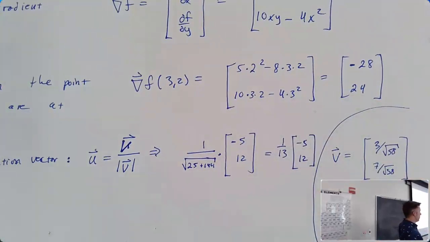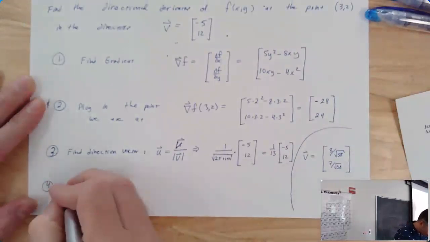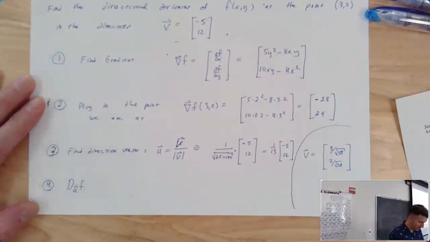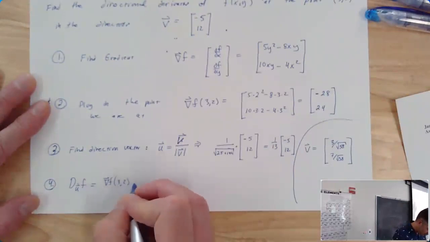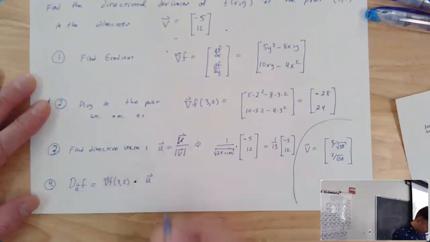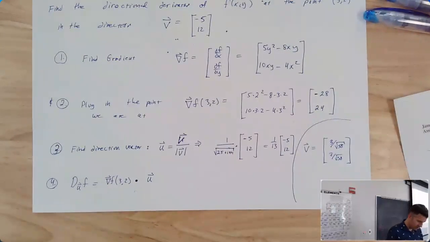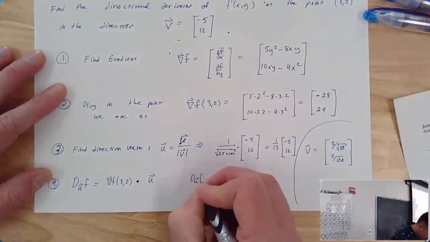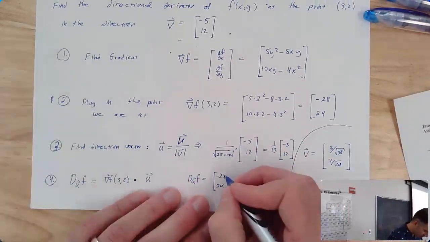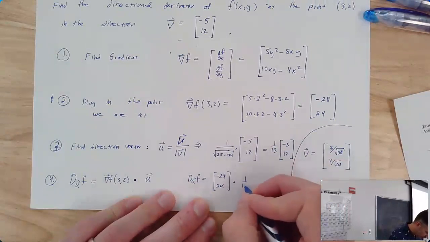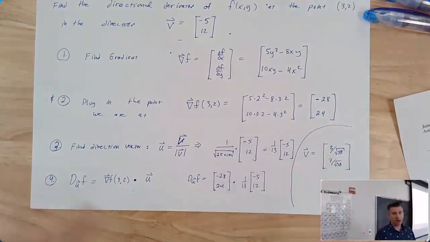Okay, we've got all the pieces. Now we have to put them all together. The last thing we're going to do is say that the directional derivative of f in the direction of u is just going to equal the gradient of f evaluated at our point, dotted with the unit vector u. In this particular example, the directional derivative is equal to our gradient, negative 28, 24, which are not the best numbers ever, dotted with the unit vector 1/13 times the vector negative 5, 12.